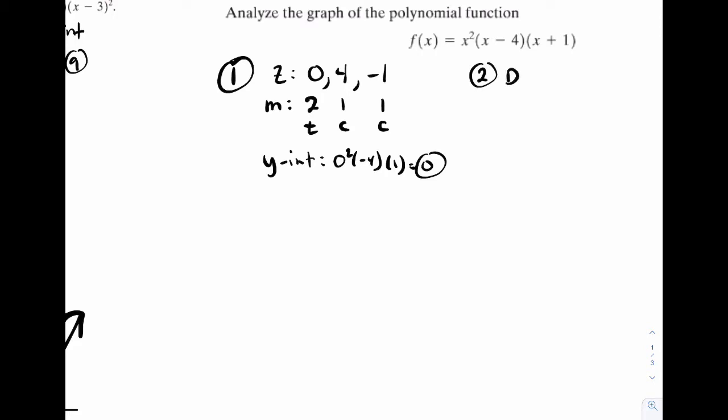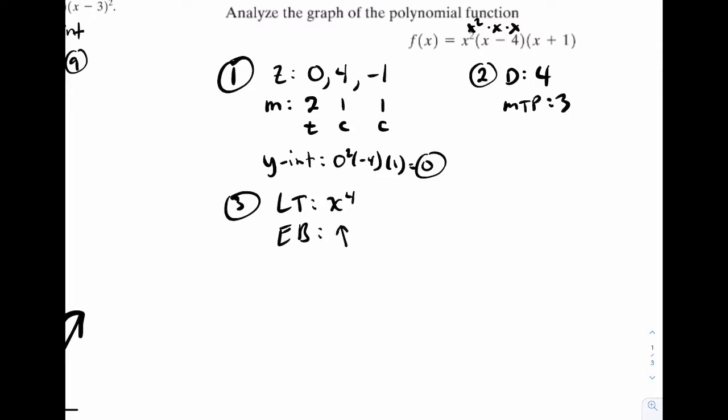Step 2, we'll go to the degree. So imagine you multiply all this out. That's x squared times x times x. The degree would be 4, which means our max turning points would be 3. And our final step, leading term, I can see is x to the 4th, which means our end behavior is going to be up and up.